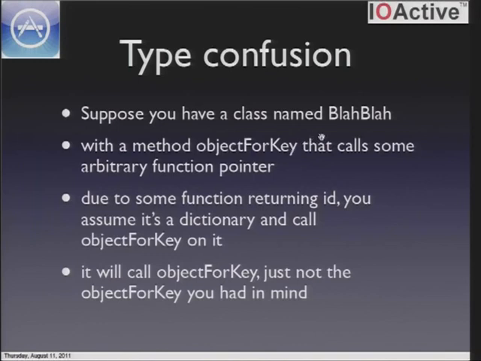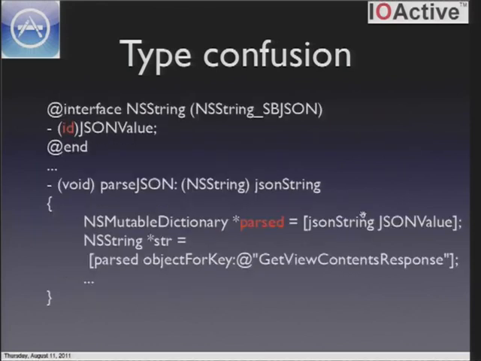And so, for example, let's say you have a class called blah, with a method called objectForKey that calls an arbitrary function pointer. And now let's say you have some function that returns ID, and you assume it's a dictionary, and you call the objectForKey method on your dictionary, except it's not a dictionary, and it's really the blah class. And so you end up calling objectForKey, which calls an arbitrary function pointer instead of returning an object for a key from a dictionary. And while it sounds a bit confusing, this stuff is actually very common.